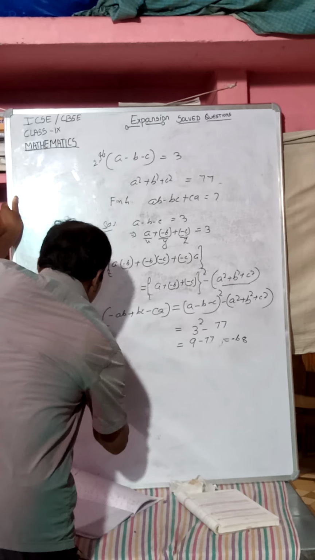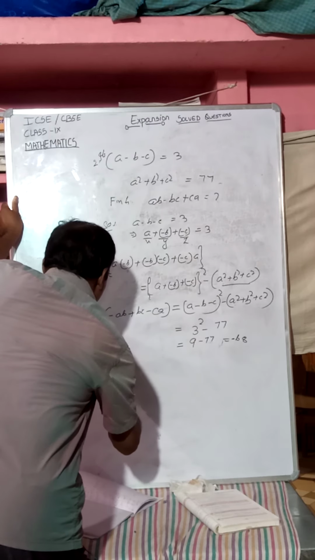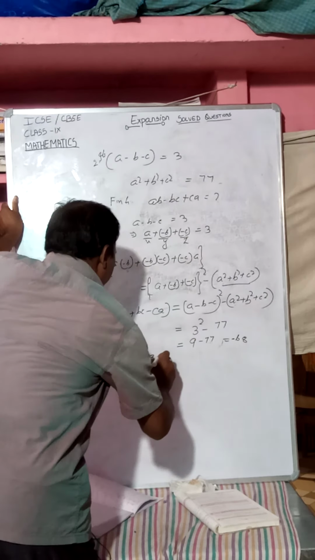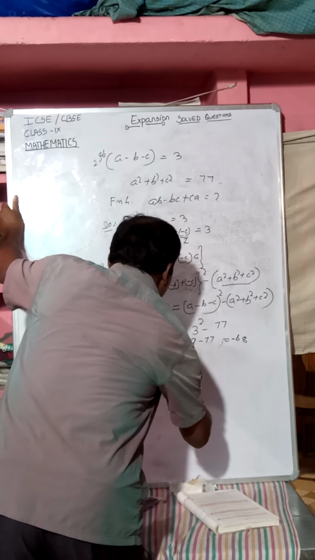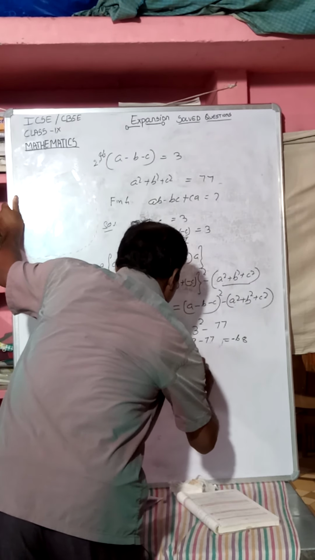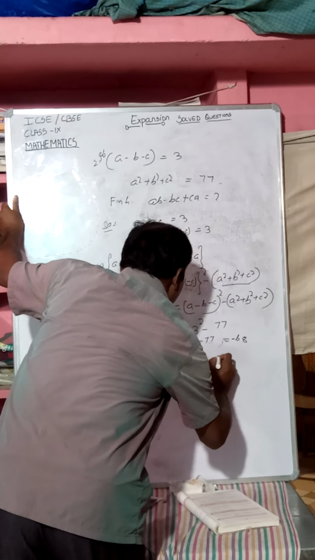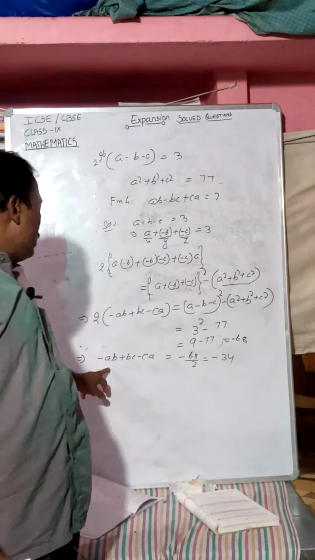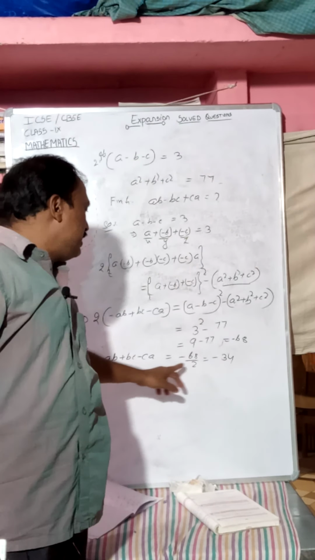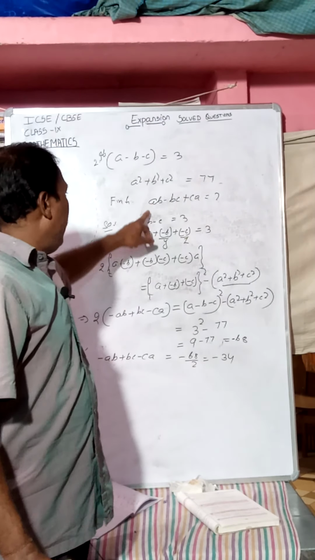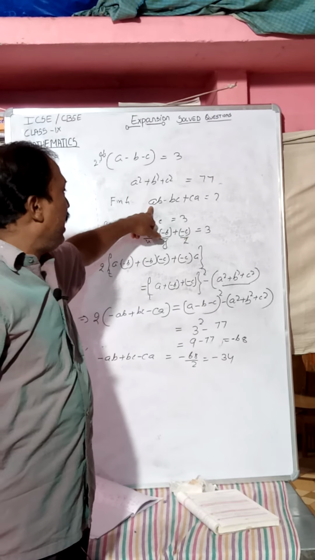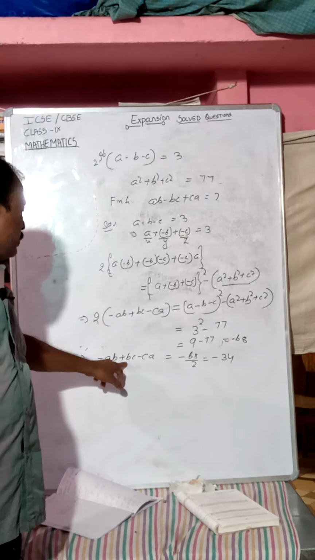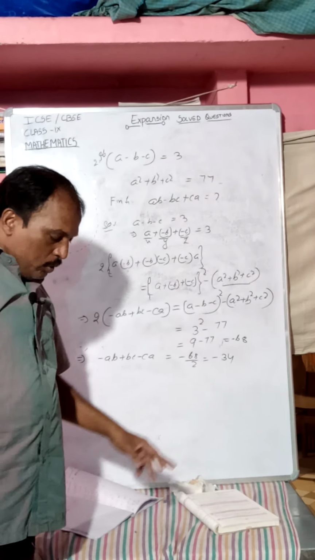implies that −AB + BC − CA is equal to −68 by 2, that is equal to −34. So this much, −AB + BC − CA is equal to −34, but here we are asked to find out the value of AB − BC + CA. Here the value of −AB + BC − CA is this.